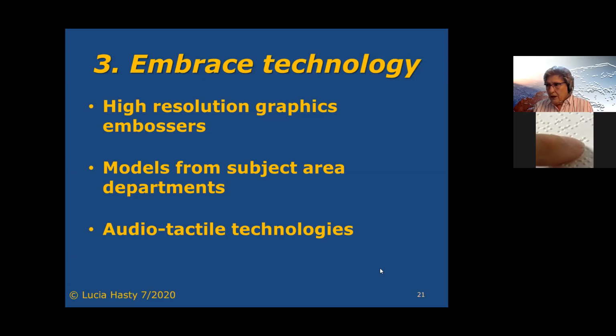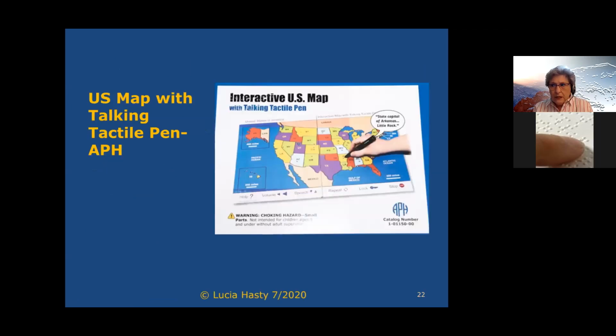Another area of technology that we really need to get better with in our field is audio-tactile. And there are becoming more and more of those. Let me show you a few of them. APH has an interactive US map with a talking tactile pen. Now this pen is made by a company called LiveScribe. This happens to be an Echo, which is one of the models of LiveScribe pens.